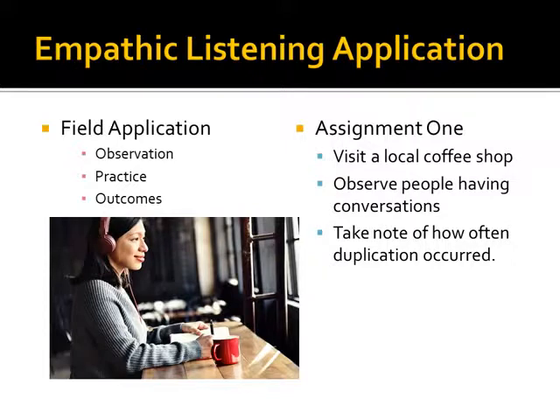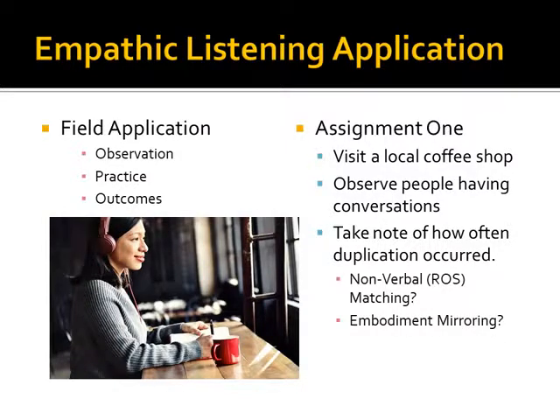Your first assignment is to visit a local coffee shop and observe people having conversations. Be sure to take something to take notes with. Write an analysis of what you saw. Were the people communicating visually, auditorily, or kinesthetically? How often did embodiment mirroring occur? Did they have the same eye tendencies? What was the tone of the conversation? Was it a positive one or negative?